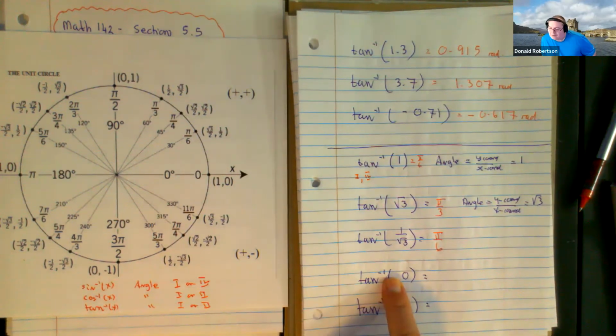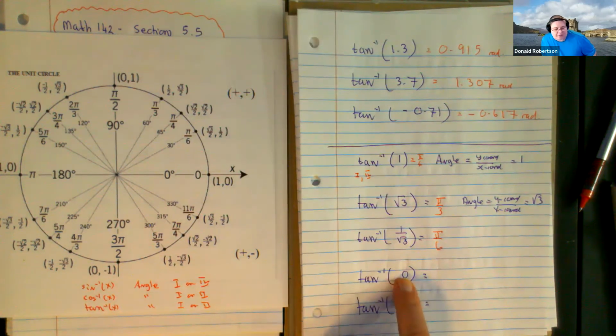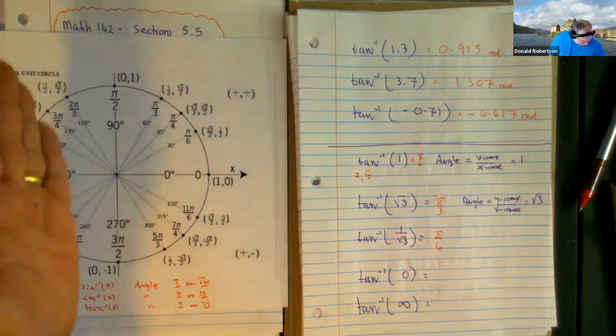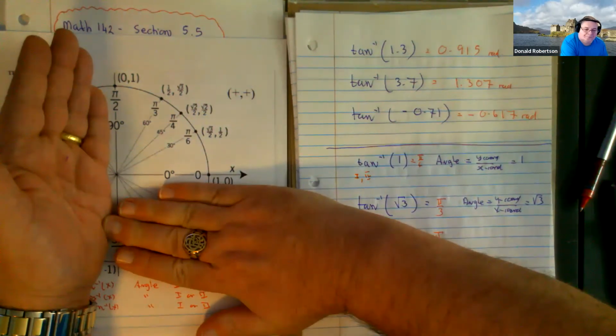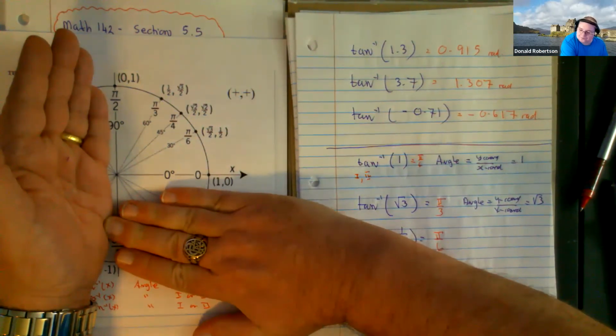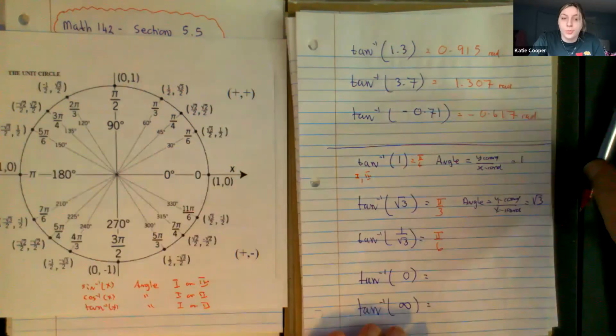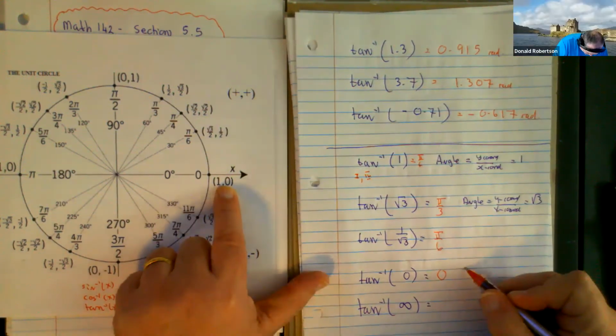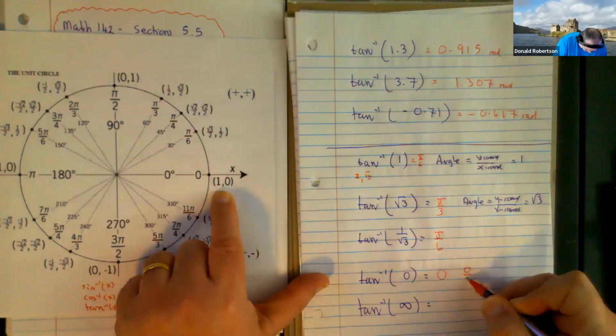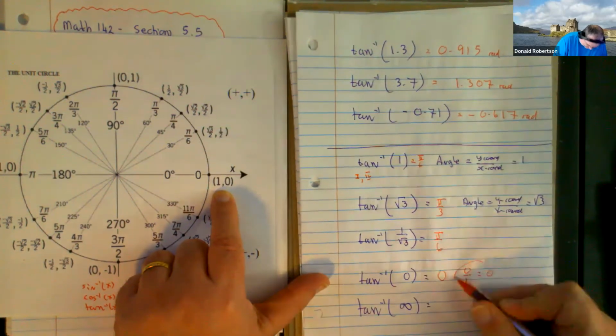What angle will give you an inverse tan of 0? The y divided by the x is 0. What angle is that true for? 0. I hear 0. Because it's 0, the x is 1, the y is 0. Do you see that works?